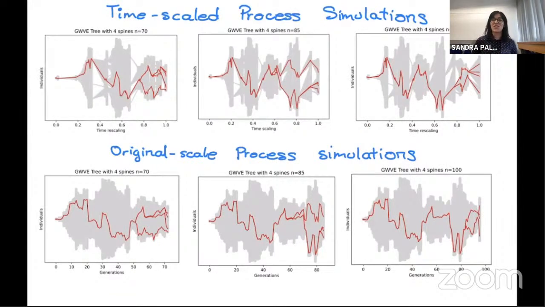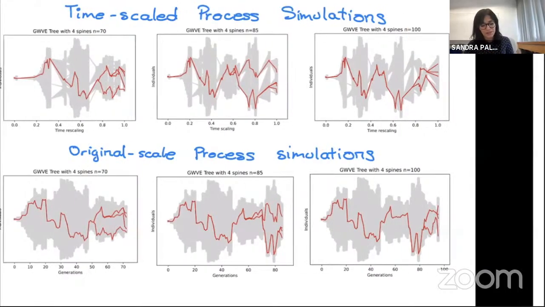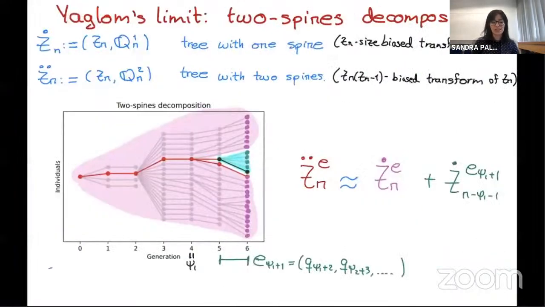So this was our case sample, and we already know everything about the genealogical tree. Now for the last part of my talk, I want to give you an application of this and how to use it to prove Yaglom's limit. Yaglom's limit was that our process over a_n, conditional on survival, converged to an exponential random variable. In order to do that, as I said, we are going to use a two-spine decomposition.